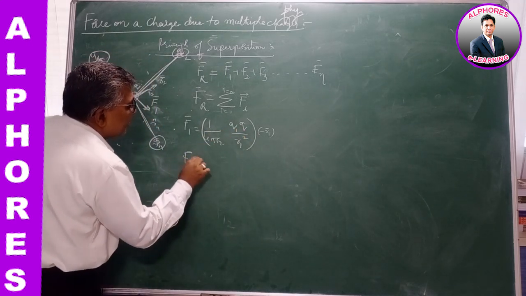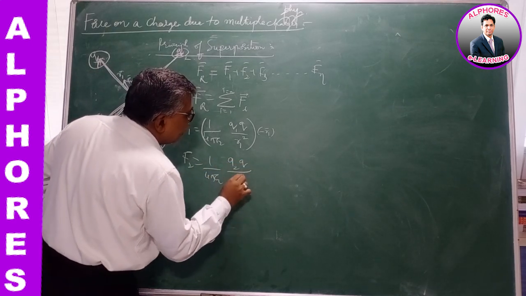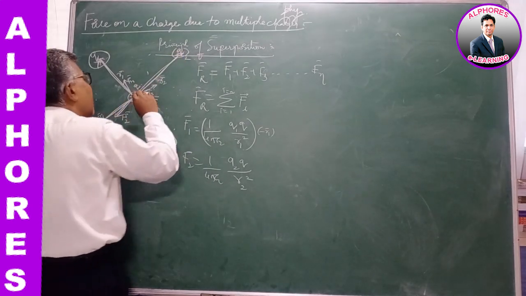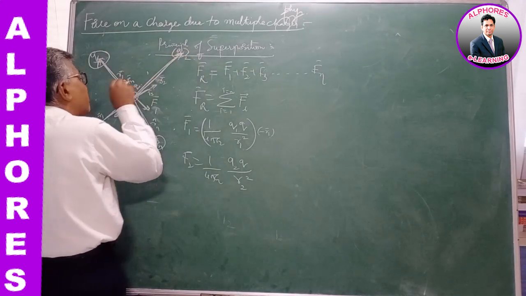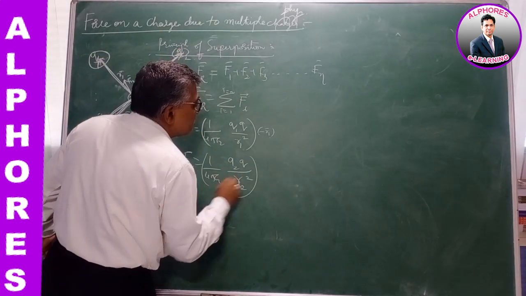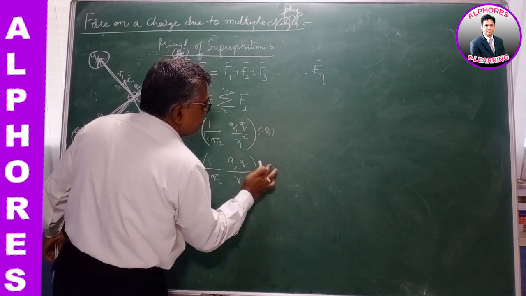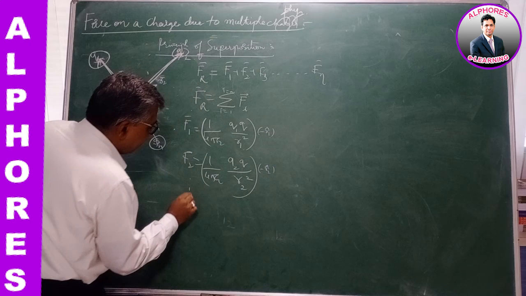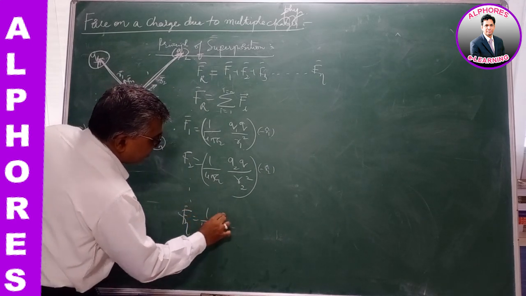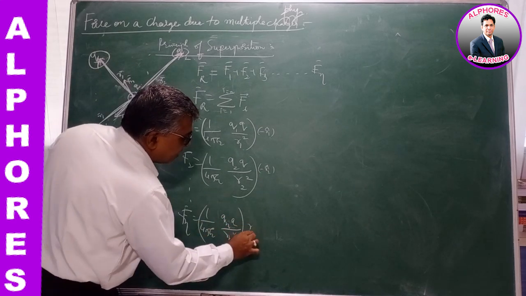Similarly, F2 bar is 1 by 4 pi epsilon naught, Q2 into Q by R2 square, the magnitude of this vector. R2 bar we have considered like this, but the force on Q due to this will be in the opposite direction, so it is minus R2 cap. So on and so forth. The force due to the nth charge is 1 by 4 pi epsilon naught, Qn Q by Rn square, times minus Rn cap.